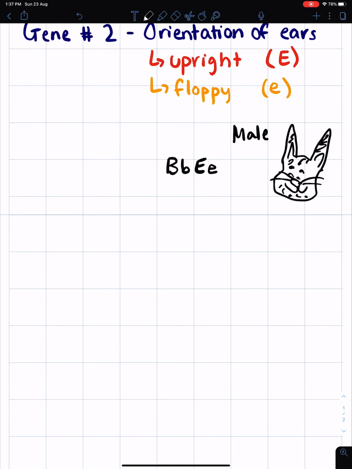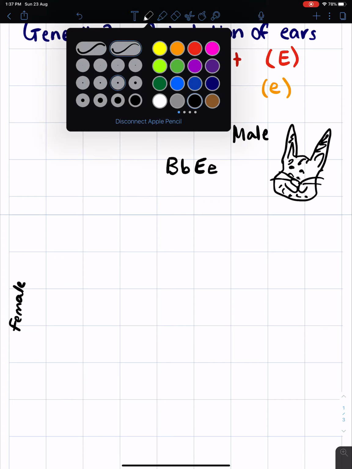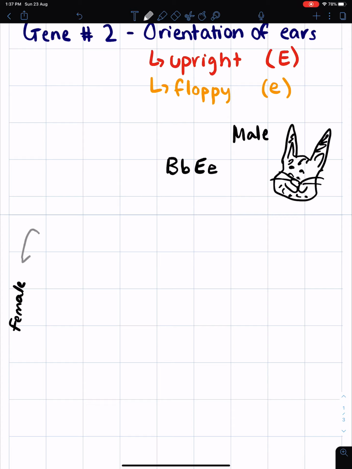Our female, I'm going to do just over here, is pure breeding white with floppy ears. So again, another terrible drawing. And her genotype, she is pure breeding for white, and she's pure breeding for floppy ears. So she's homozygous recessive for both of those traits.